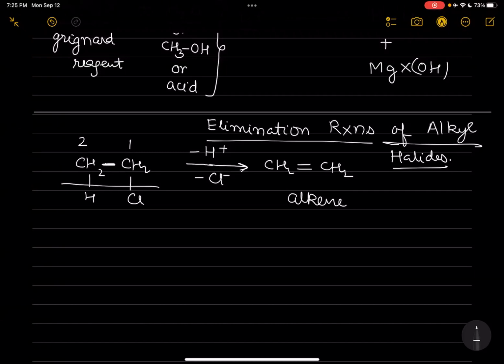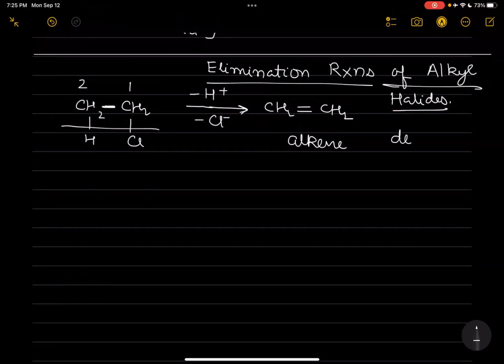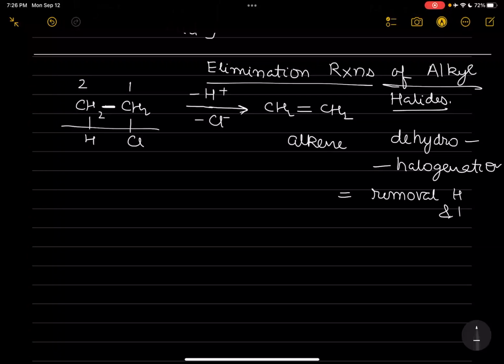Yes, sir. So you have elimination reaction. According to what two groups are removed, you can give a general name to the elimination. General name, not the specific one. For example, this is dehydrohalogenation, meaning removal of H and halogen. Is it clear? Yes. So that is dehydrohalogenation.